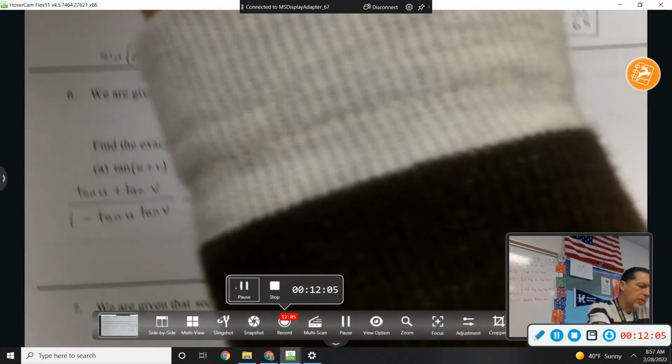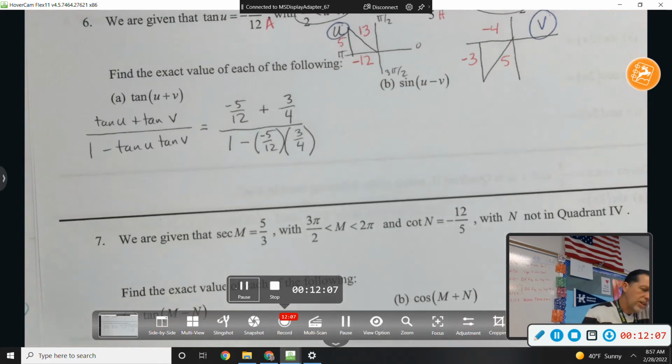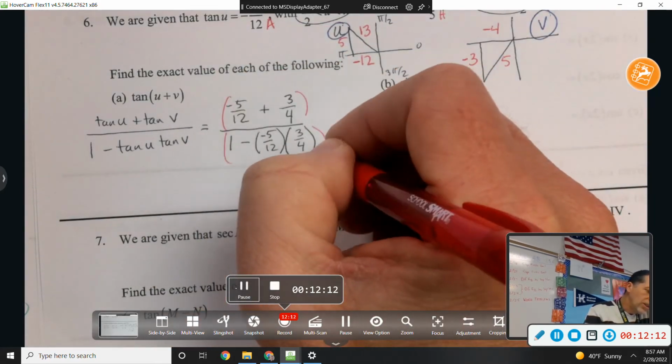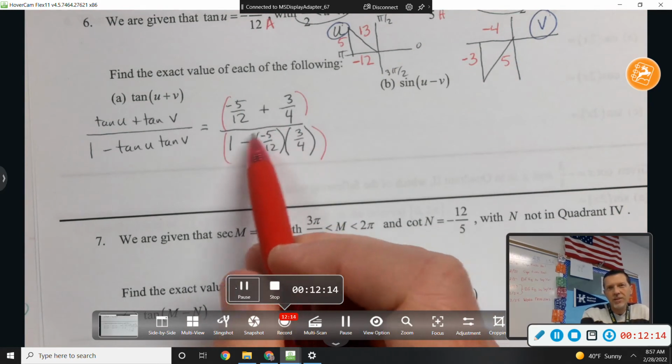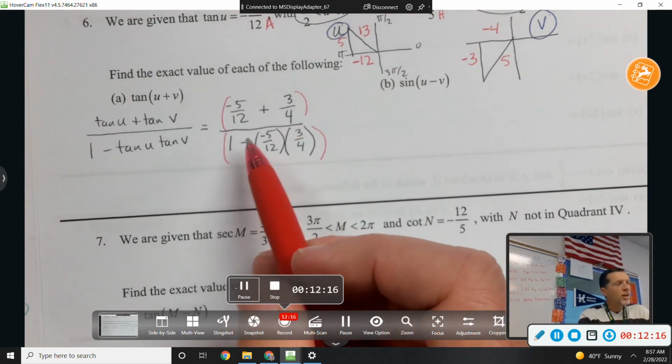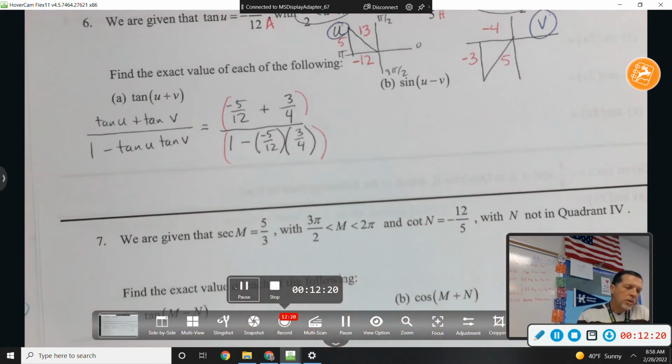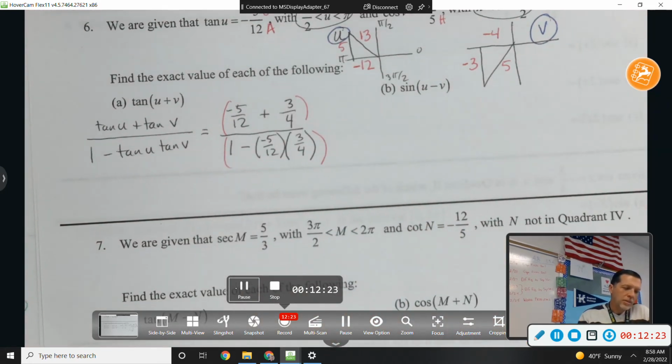Okay, now we get to work on our algebra skills here. I don't really want to get a common denominator. I'd rather just multiply through by something to make them go away. So what could I multiply through by that would make all my denominators go away?